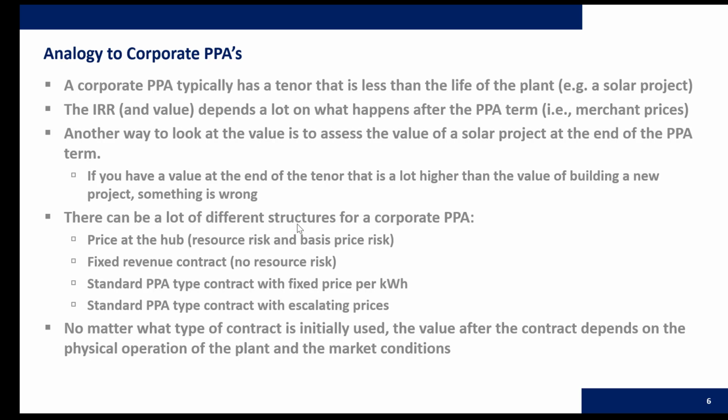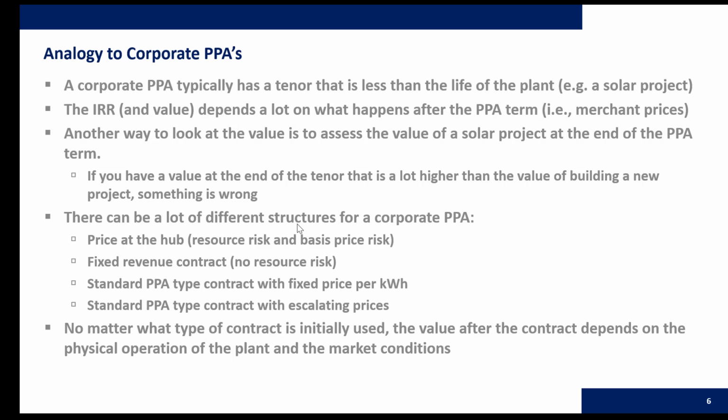You know, corporate PPAs, these are PPAs where some big company wants to show they're green and they might want to buy directly from a wind project or a solar project, and they might want to get a really advantageous electricity price.